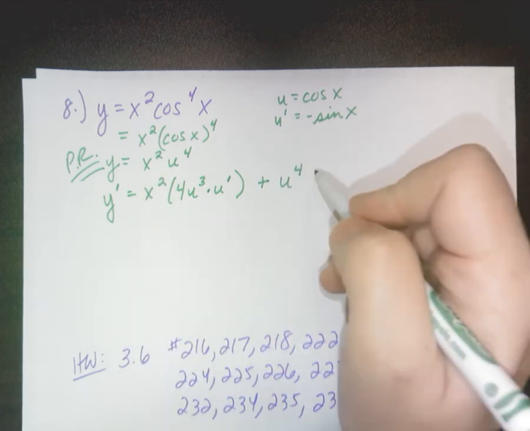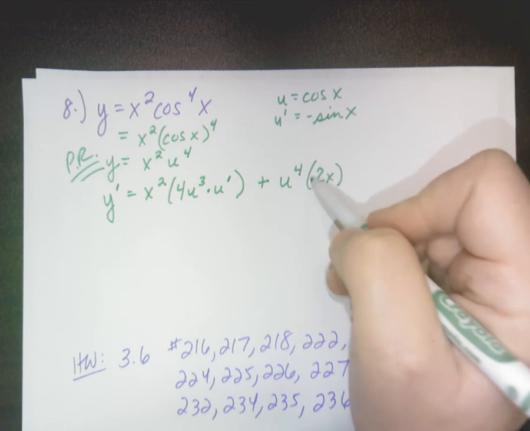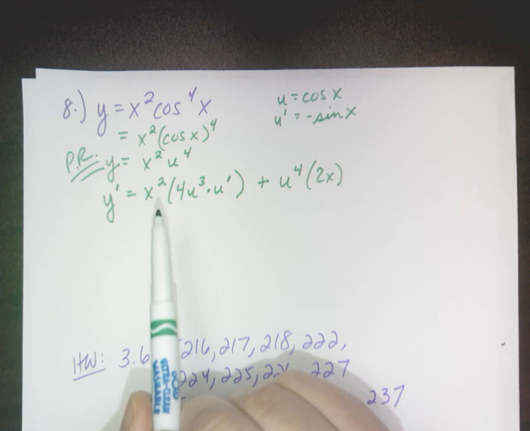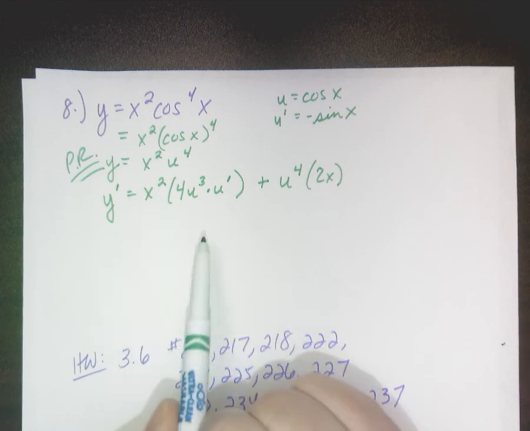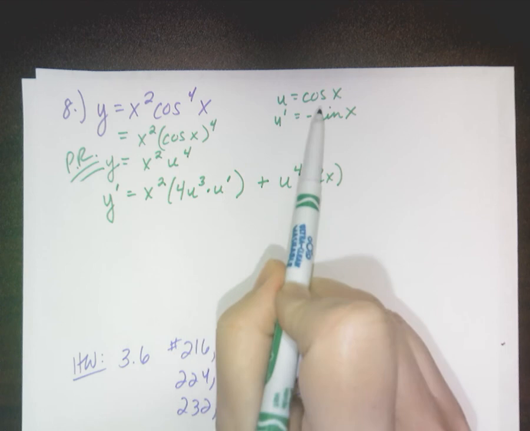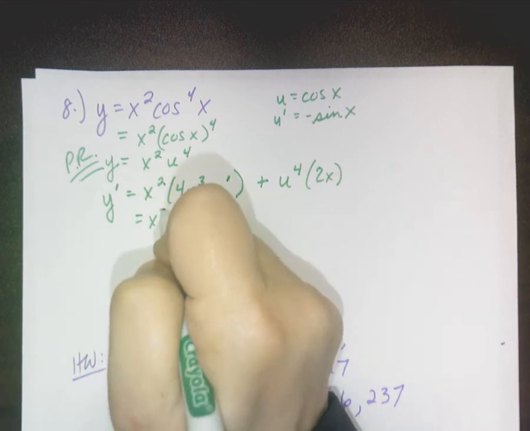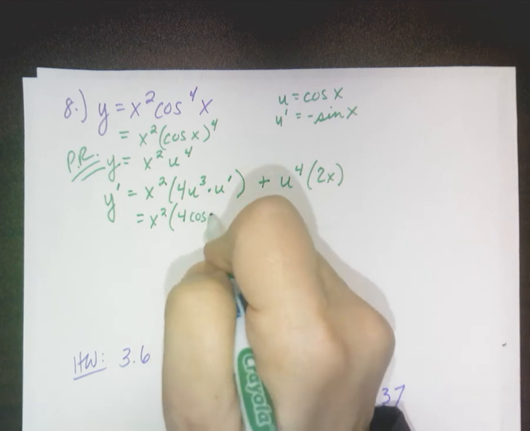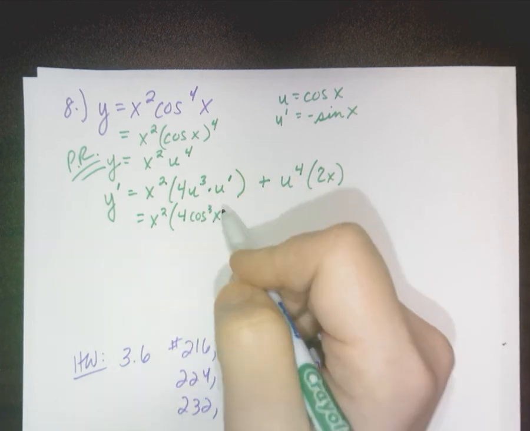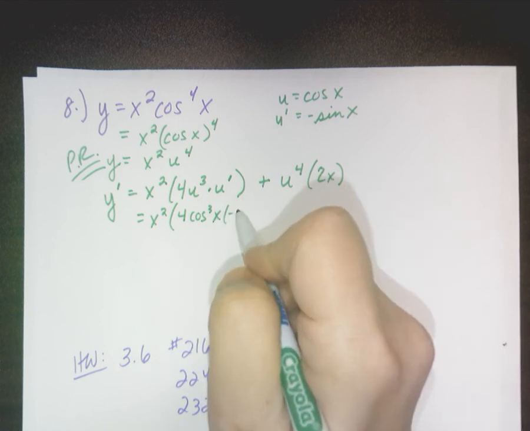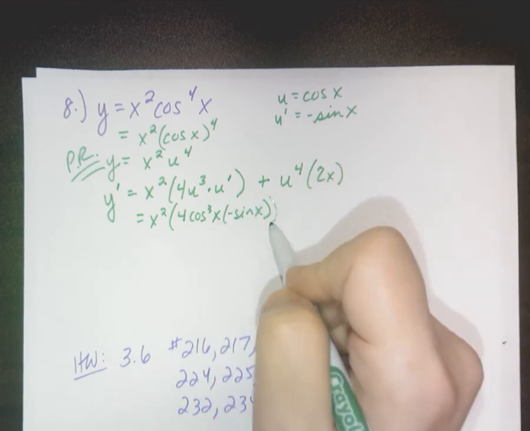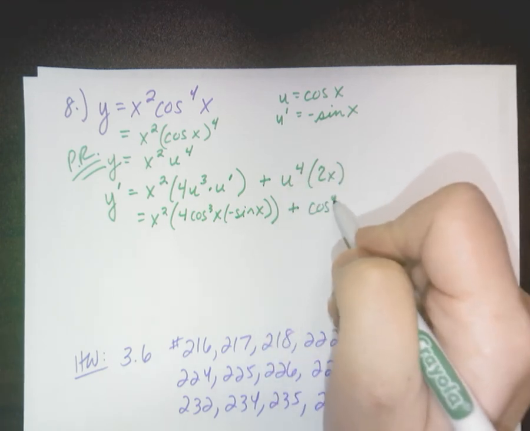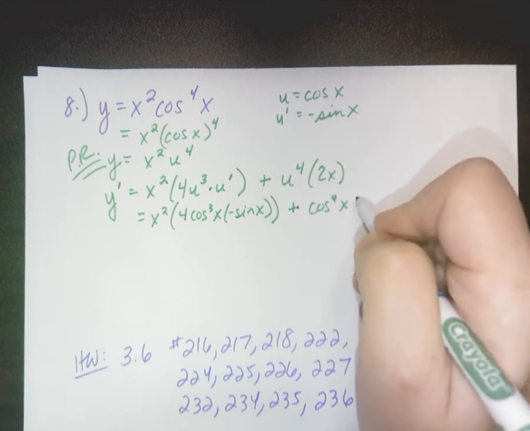times derivative of the first, which is 2x. Now, why am I not attaching a chain here? Because that's not in u. This was the u substitution. Okay, this is just x squared. Now you're going to replace your u and your u prime. So x squared, 4, my u cubed was cosine cubed x times the chain, which was negative sine x. I'll clean that up in a minute. Plus u to the 4th, so cosine to the 4th x times 2x.